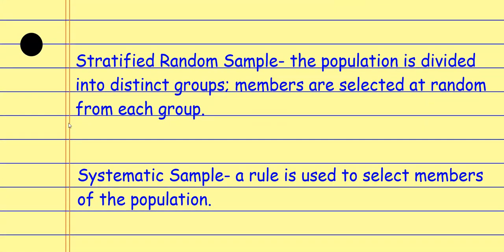And then a systematic sample is when we use a rule to select the members. So maybe we stand in the front lobby and we take every 10th student who walks through the door and survey them. All right, that would be a rule because we're using a systematic approach. We're not randomly selecting, we're selecting every 10th student. All right, so it's not random.